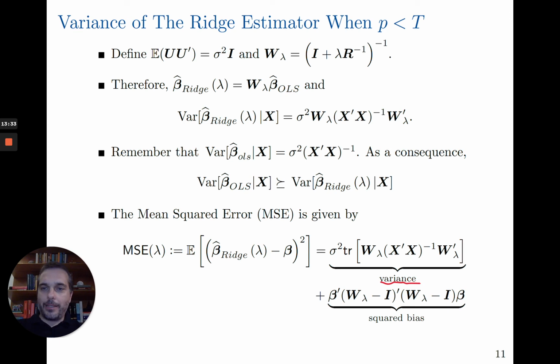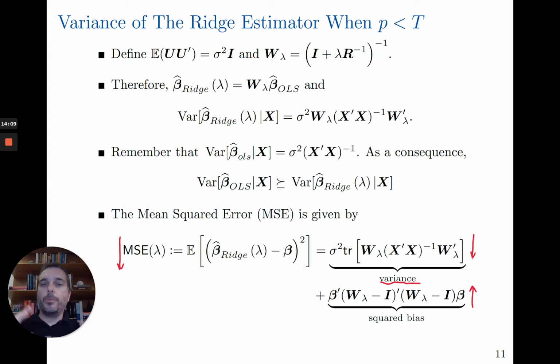So the idea is that for a value of lambda, we can have a bias increasing from the 0 that we have in the OLS, such that the variance will decrease in a way that the mean squared error will decrease. We can discuss more about this during our live meeting on Friday.